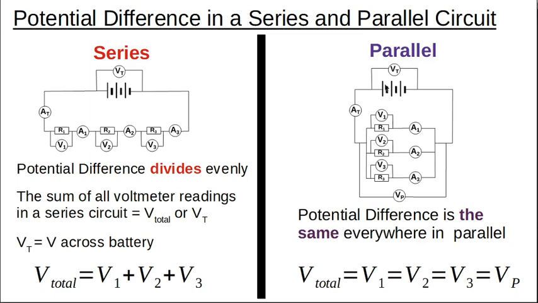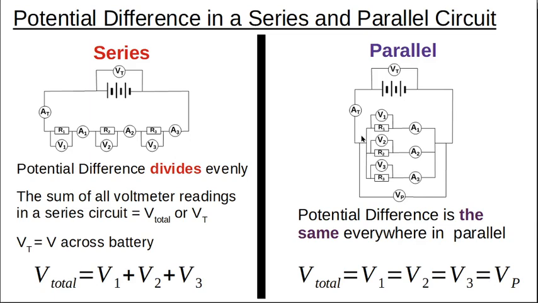So we've still got these batteries here, and this battery is still providing a total potential difference, your V total. If we then say what happens, the current comes out here and it can go through resistor 1, resistor 2 or resistor 3. The current can make a choice at this point. That's what parallel circuits are all about.